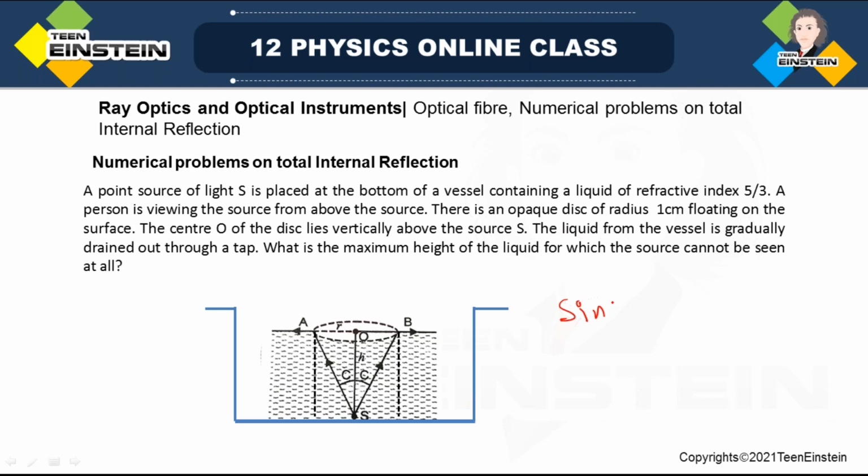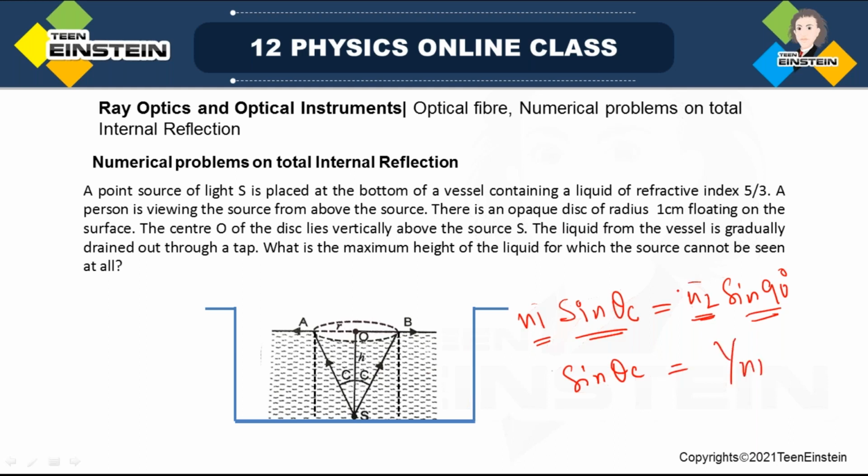sin theta c. So when it is sin theta c, I'll write n1 sin theta c is equal to n2 sin 90 degrees. This is gone. So n1 means the refractive index of this material, and n2 is air in this case. So sin theta c is equal to 1 by n1, if I say air is 1.